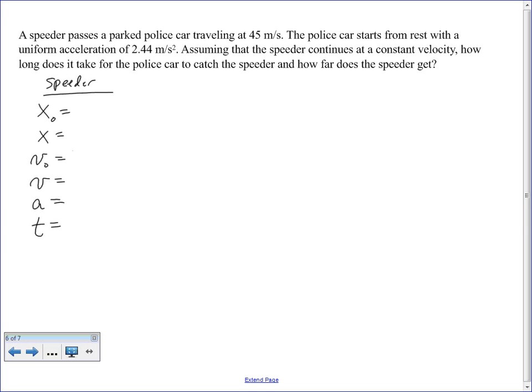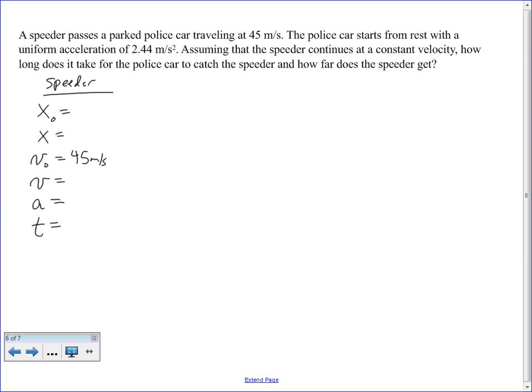So we're told that a speeder passes a parked police car traveling at 45 meters per second. So this car is traveling at 45 meters per second. The police car starts from rest with a uniform acceleration of 2.44 meters per second squared. And we're assuming that the speeder continues at a constant velocity, doesn't try and slam on the brakes to slow down because the cop is after him. How long does it take for the police car to catch the speeder, and how far does the speeder get?